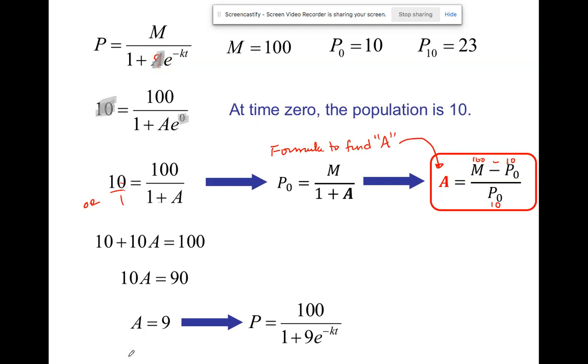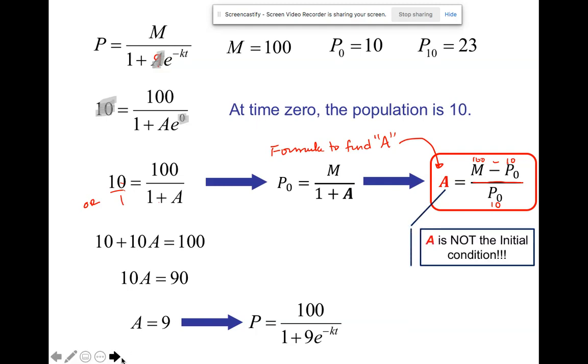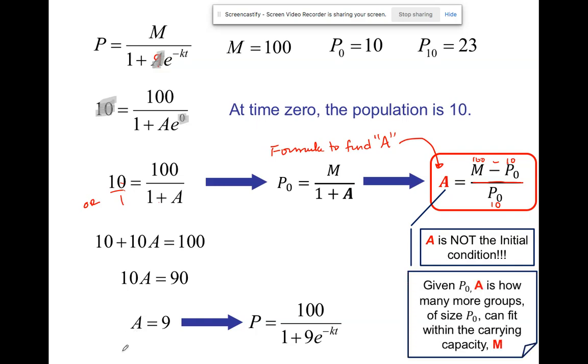The interpretation of A is kind of cool, and if you look at this math, it kind of tells you what it means. It's not the initial condition. It's not how many bears you had present at time 0, but what it says is, given that your initial condition was 10 bears, A kind of tells you how many more groups of that size can fit into the carrying capacity. And that should make kind of sense, right? If I started with 10 bears, but my maximum capacity is 100, how many more groups of my initial population can fit in there? 9.